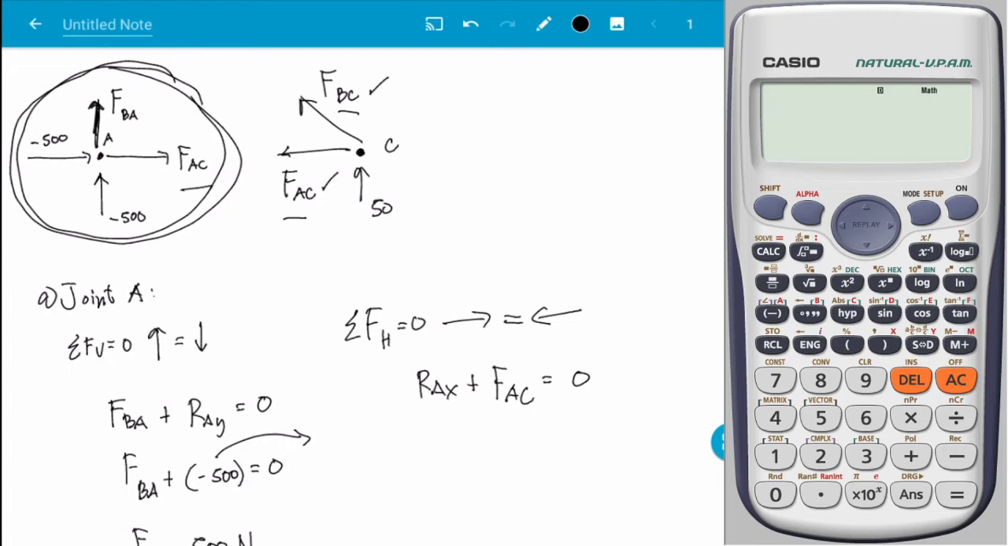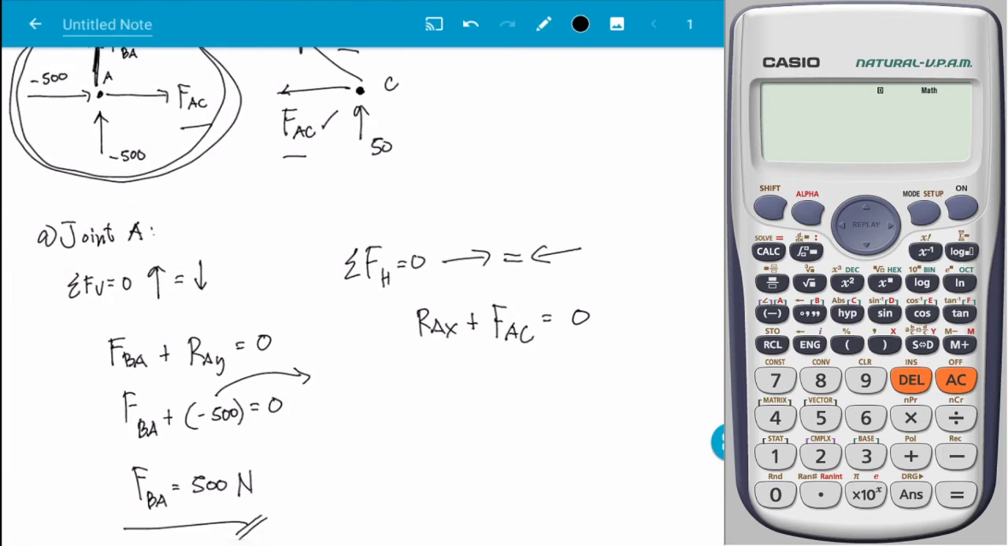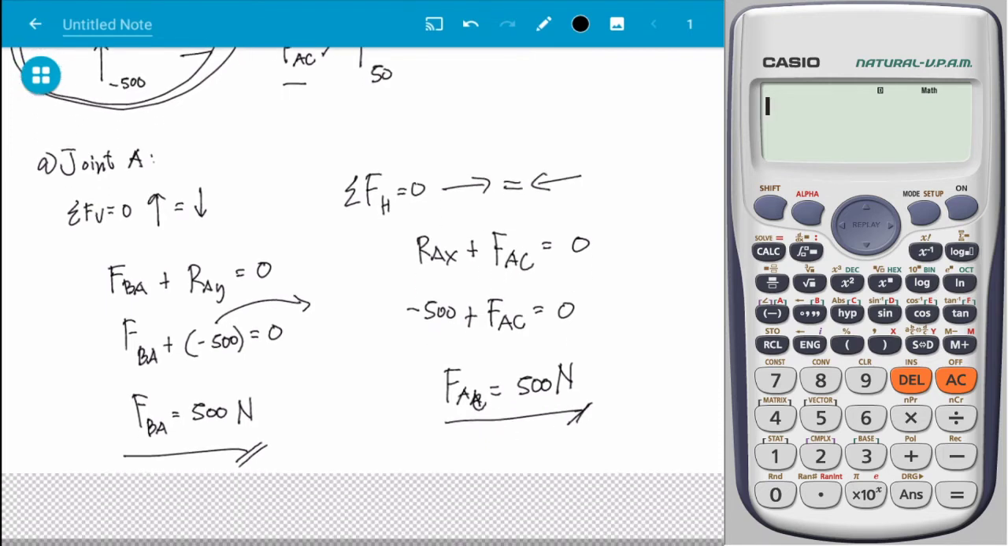Okay? Now, since that is 0, anong ibig sabihin nun, sir? So substitute ko muna. Ano yung RAX ko? Negative 500. Ano yung FAC ko? That is actually our unknown. And then that is equal to 0. Therefore, I can actually solve FAC. FAC is actually equal to 500 Newton. Positive din kasi we will try to transpose negative 500 sa kabila. Okay? So ibig sabihin, 500 Newton na yan.